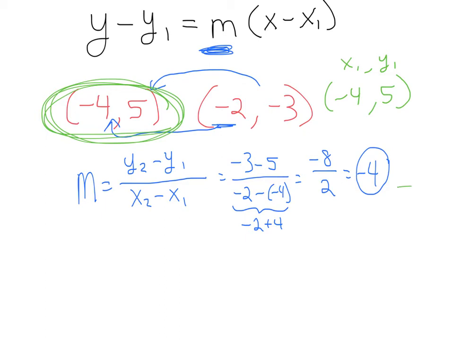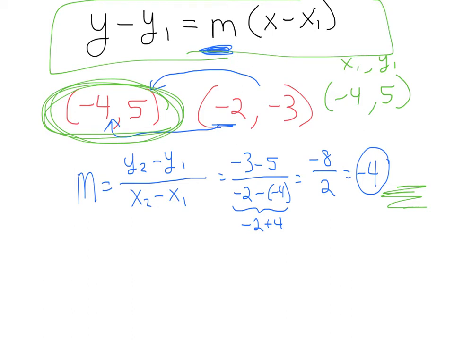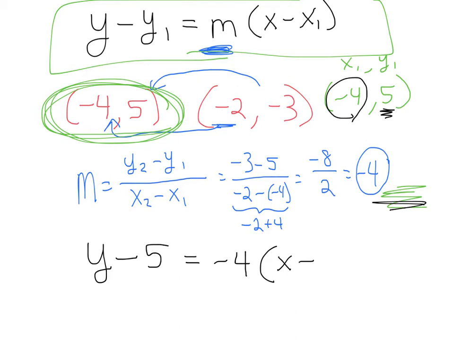And I have my slope. So all I'm going to do is plug it into my point-slope form equation. Okay, so it's going to go like this. y minus 5, from the y1, equals -4, which is my slope, parentheses, x minus -4, which is the same thing as saying x plus 4.